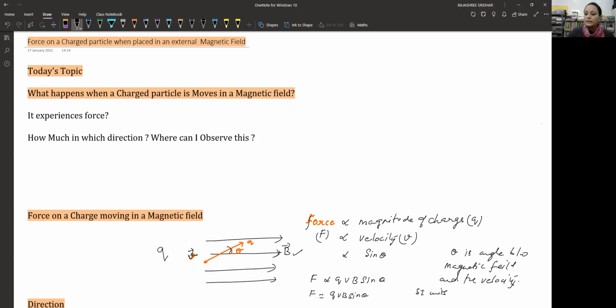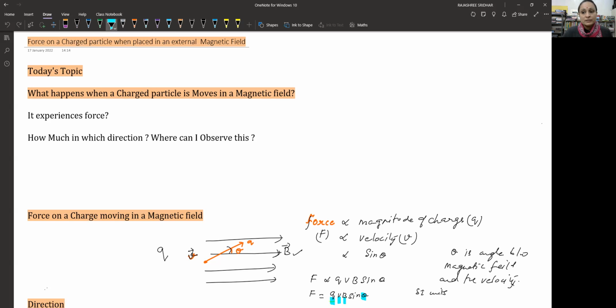So what are the factors on which this force depends? First, it depends upon the charge. Secondly, it depends upon the magnitude of the velocity. Third, it depends upon the external magnetic field in which the particle is kept. And the other factor is the angle theta, that is the angle between the magnetic field and the velocity vector.